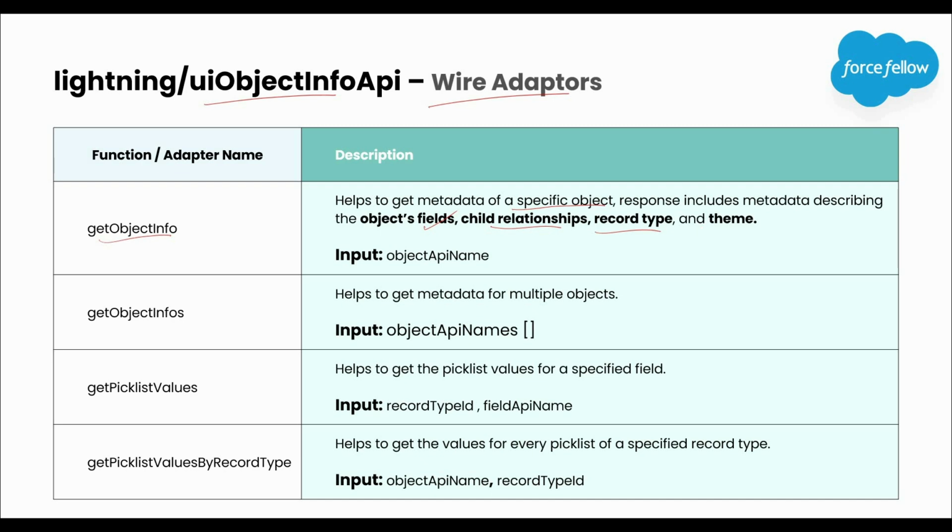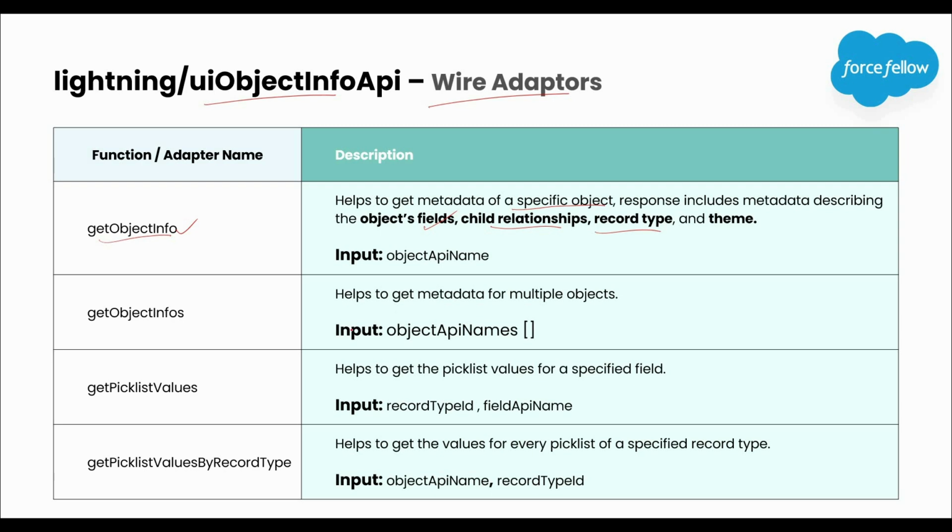So in your LWC component, if you have a requirement to get anything related to an object, then you can call this adapter. For example, let's say you want to get picklist values in your LWC component. Then how will you get those picklist values which are defined on your picklist field?